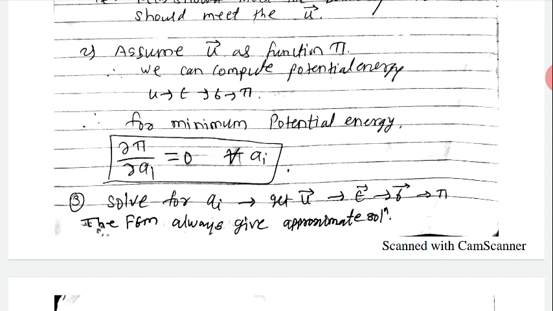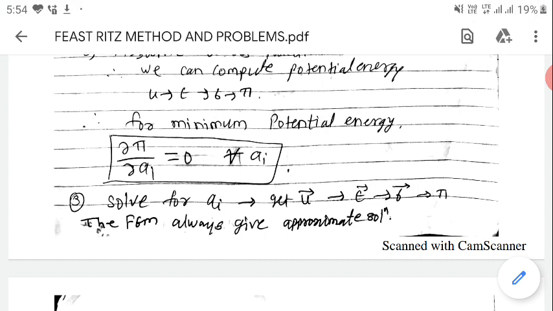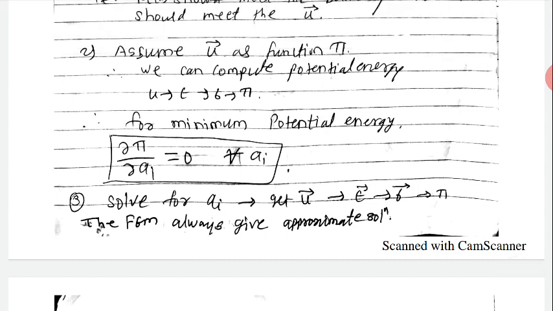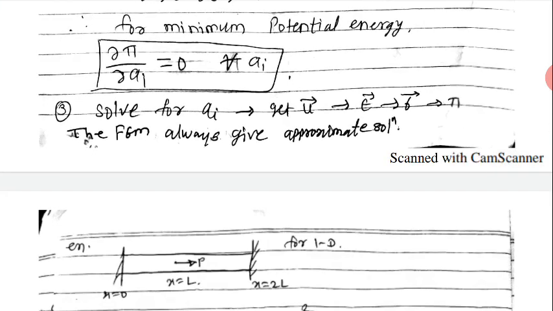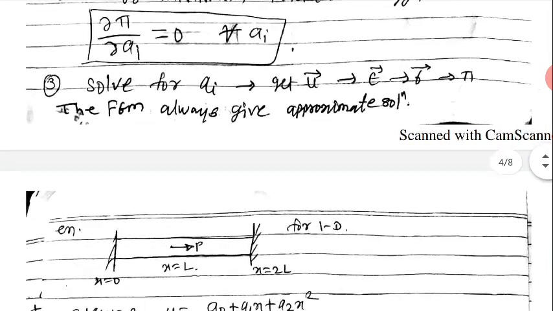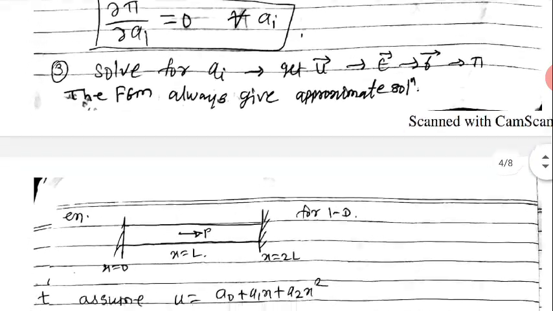If we get all three, then we can easily get the value of the potential energy. If we are considering the minimum potential energy, then the derivative of the potential energy with respect to ai is equal to 0. So we are solving for ai. To get u bar, we have to find u bar, e bar and sigma bar, and then we will get the approximate solution for the potential energy.